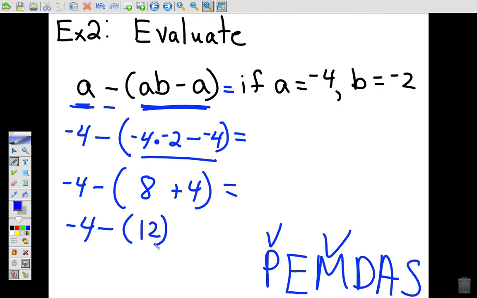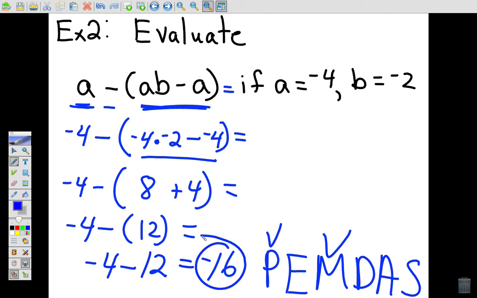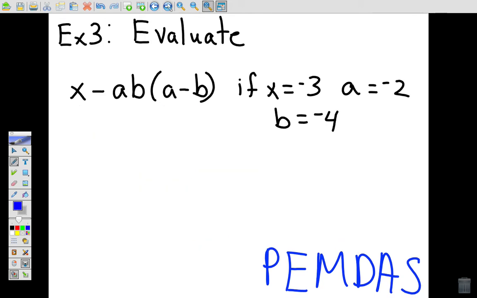I get 12. So really I have a -4 minus 12. Take away 4, take away 12 more, it's a -16. We've evaluated that algebraic expression. All right, example 3. They're slowly becoming a little bit more complicated.